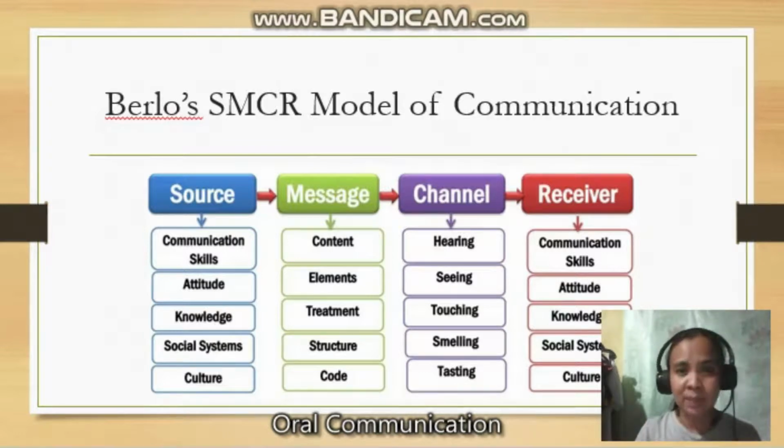The next to consider would be the social systems. That would include the values, beliefs, rules, or religion. These all affect the sender's way of communicating the message, and it creates a difference in how the message is transmitted. The place and the situation are also included in this factor of social systems. And finally, we have cultural differences. Definitely, cultural differences make differences in encoding and decoding messages.